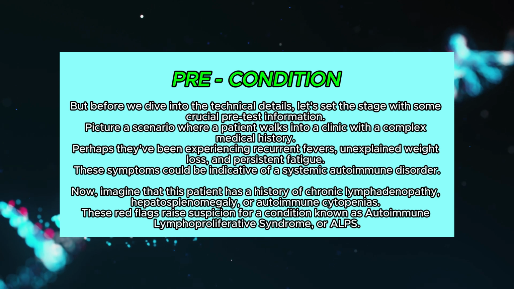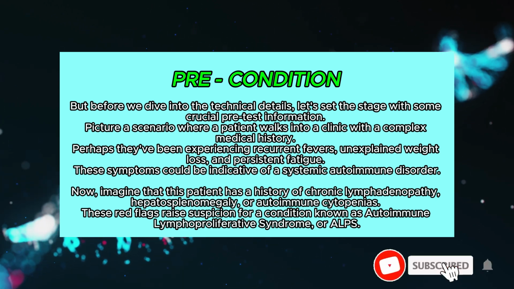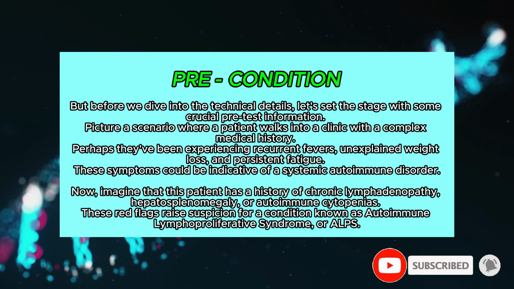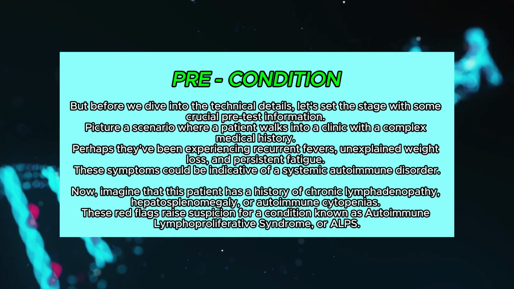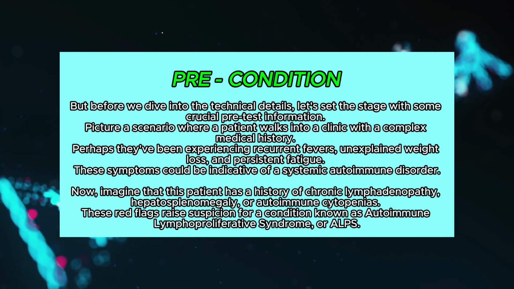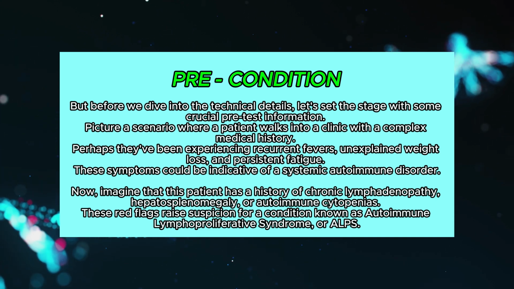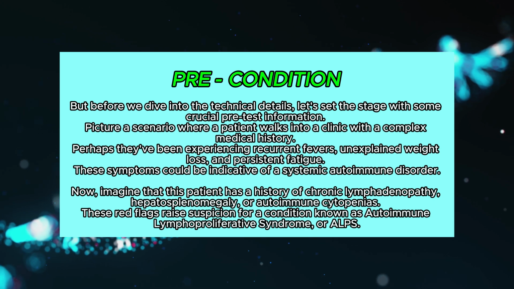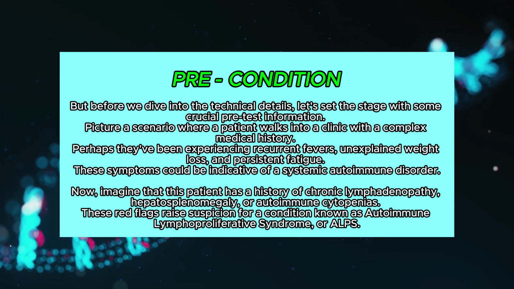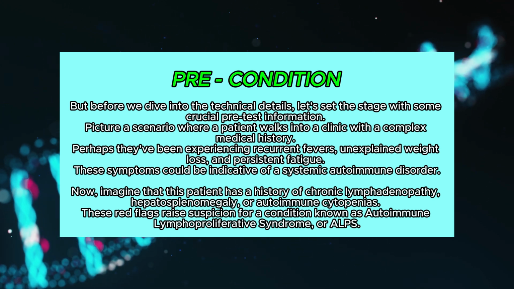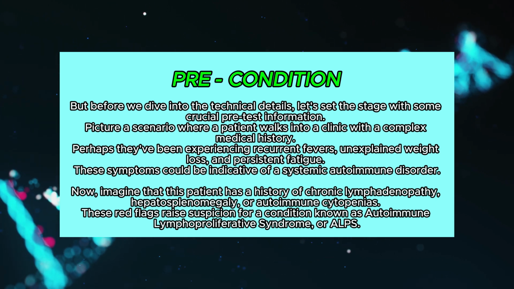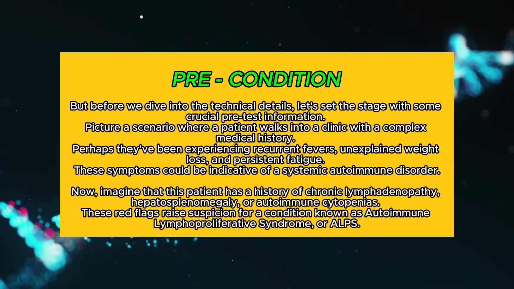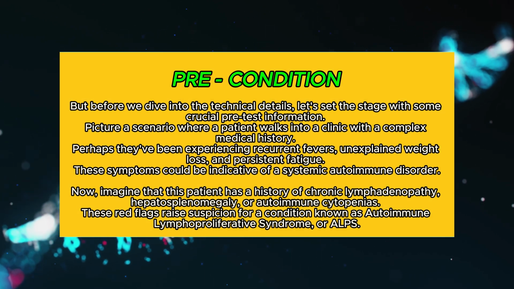Picture a scenario where a patient walks into a clinic with a complex medical history. Perhaps they've been experiencing recurrent fevers, unexplained weight loss, and persistent fatigue. These symptoms could be indicative of a systemic autoimmune disorder. Now, imagine that this patient has a history of chronic lymphadenopathy, hepatosplenomegaly, or autoimmune cytopenias. These red flags raise suspicion for a condition known as autoimmune lymphoproliferative syndrome, or ALPS.